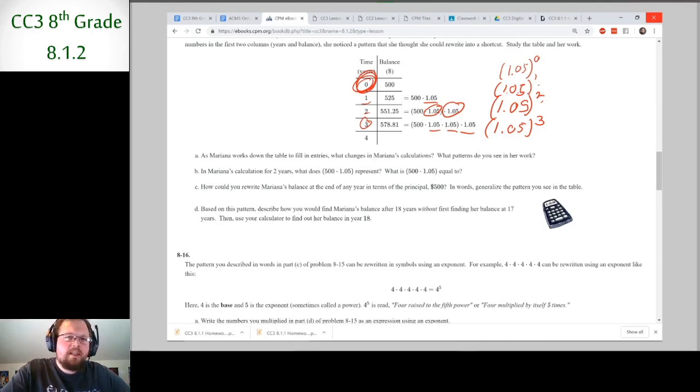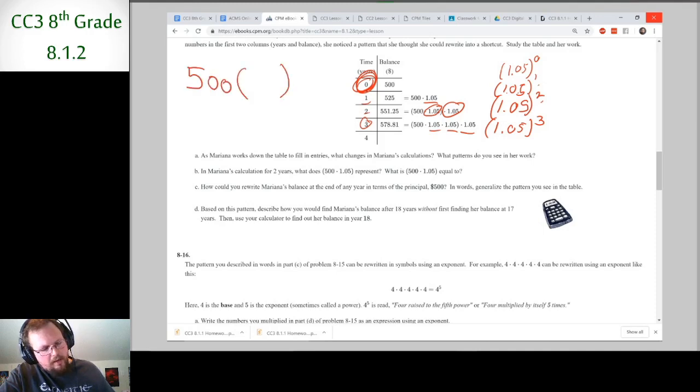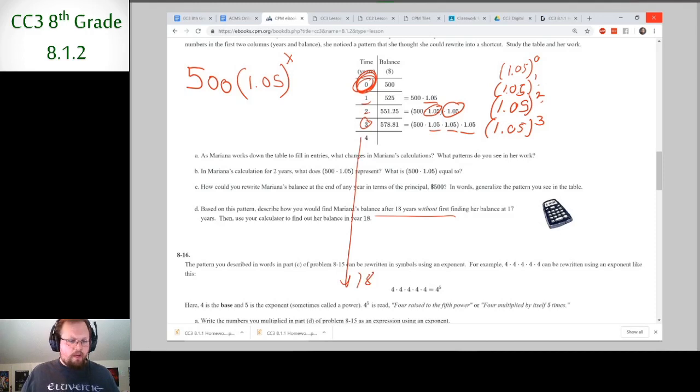But the interesting thing is that this sort of leads to an equation without really showing you where it comes from. I start with $500 and I'm multiplying by 1.05 a number of times, which is this x in the exponent. So if you want to find the balance at 18 years, which is a little bit far out, you don't want to create a table that goes from 4 all the way down to 18. That's going to take you forever.